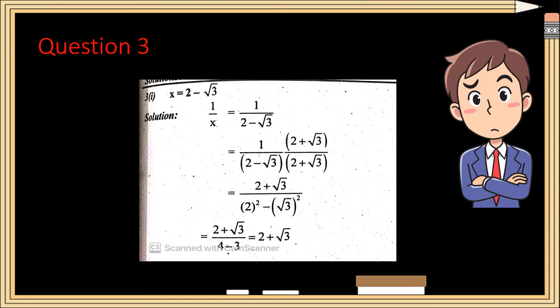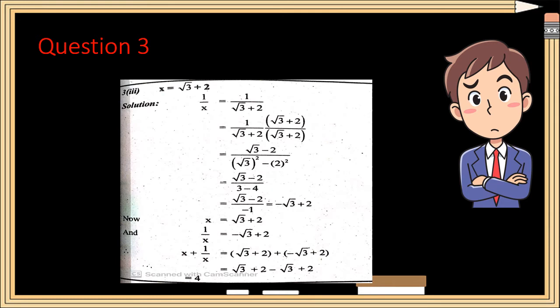(a plus b)(a minus b), which will give you a square minus b square. So a is 2, 2 square is 4. Similarly square root of 3 whole square will give you 3. So in the numerator we have 2 plus square root of 3 divided by 4 minus 3, which is 1.